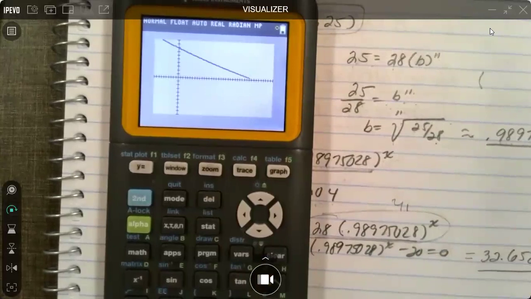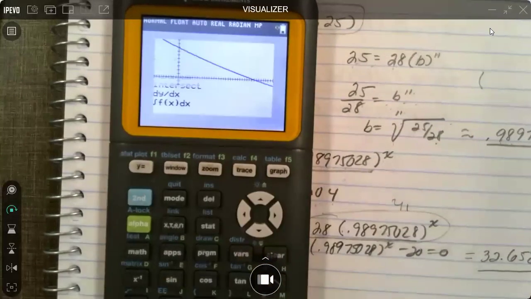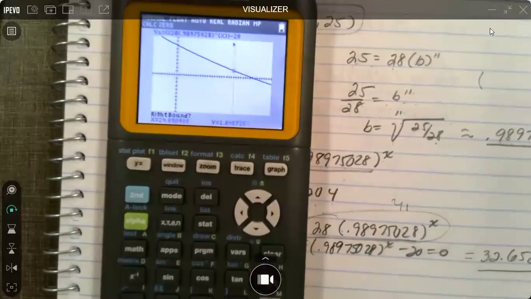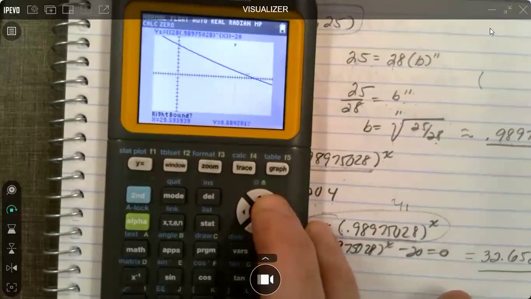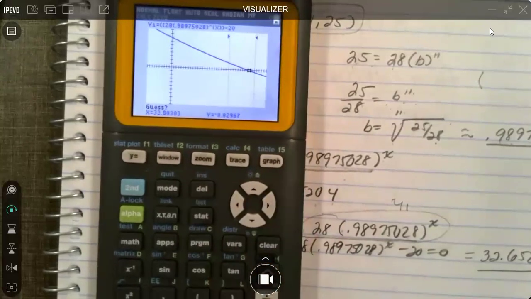And we know now to calculate that 0, we go second, calculate 2 for 0. The left bound is above, the right bound is below, and then on it is that, and we get 32.6589.